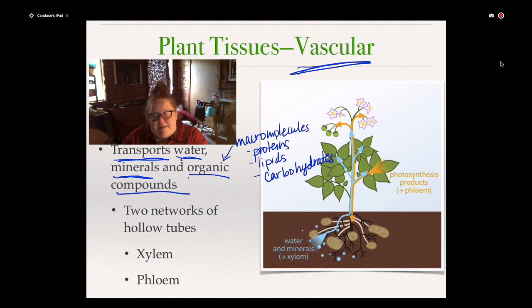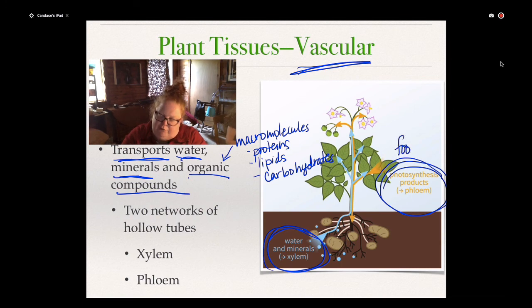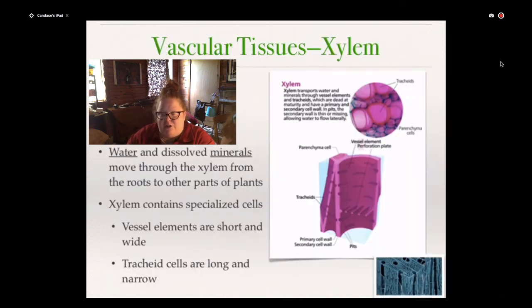There are two main types of vascular tissue, xylem and phloem, and it's basically a hollow network of tubes. The xylem is responsible for the water and the stuff dissolved in the water that comes from the soil. The phloem is responsible for the photosynthesis products, or what we might call food. Both of those are found in the plant, and we're going to get into a little more depth on these because they have such a strong correlation to what we have in animals.